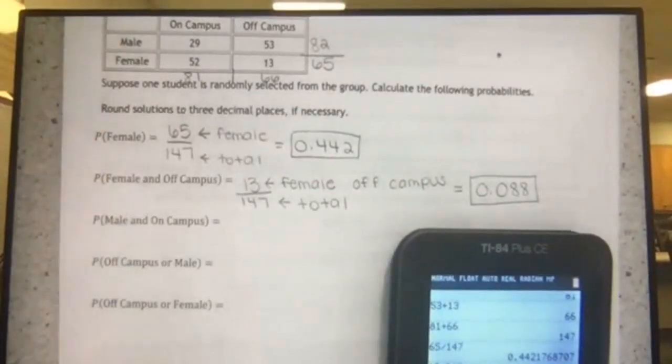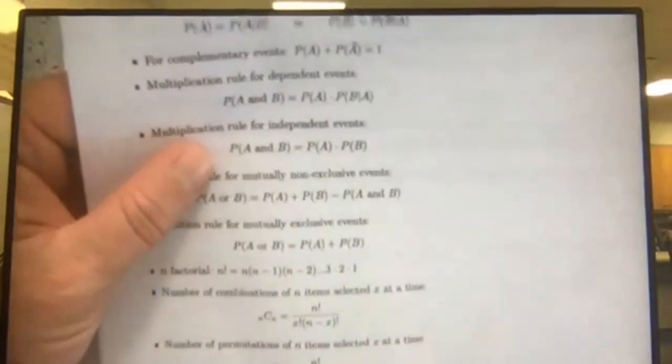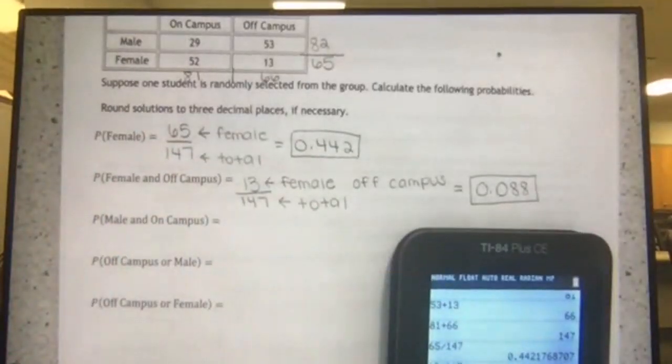By the way, again, they want you to do it crazy. They want you to use the formulas and say, okay, it's going to be an and, so it's going to be one of these, or is it independent or dependent? I don't want to do all that. That's a lot of work. So just think about it like this: female off campus out of our total. You get the same answer. And it takes 2 seconds versus this would take a long time.